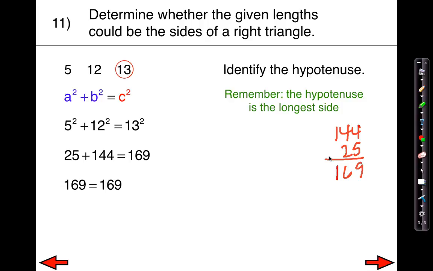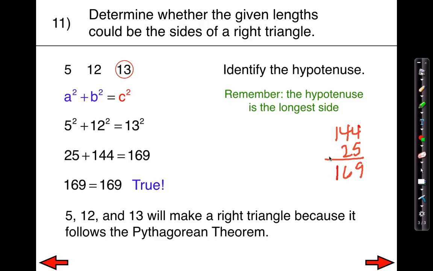This is true. So if you end up with a true statement, that meant a squared plus b squared really did equal c squared. So that means we have a right triangle. So we would say 5, 12, and 13 will make a right triangle because it follows the Pythagorean theorem. It follows a squared plus b squared equals c squared.